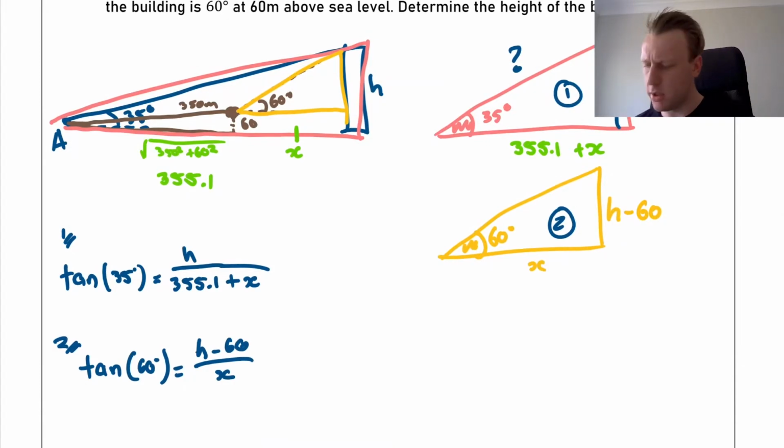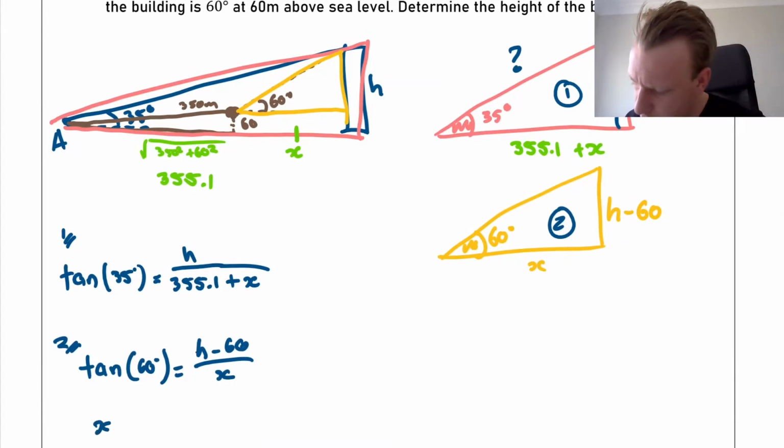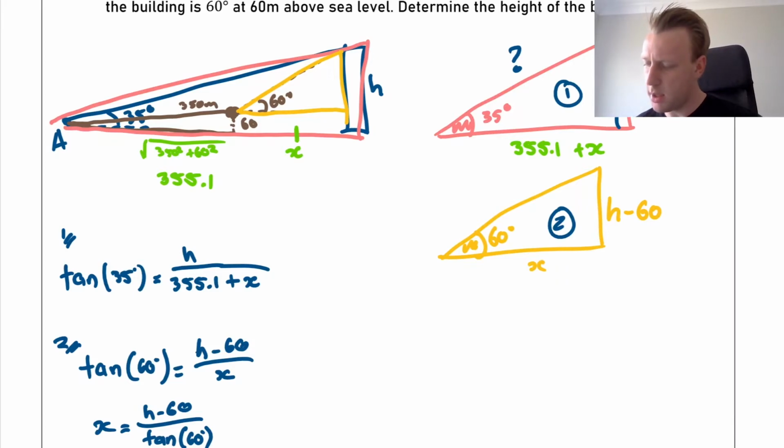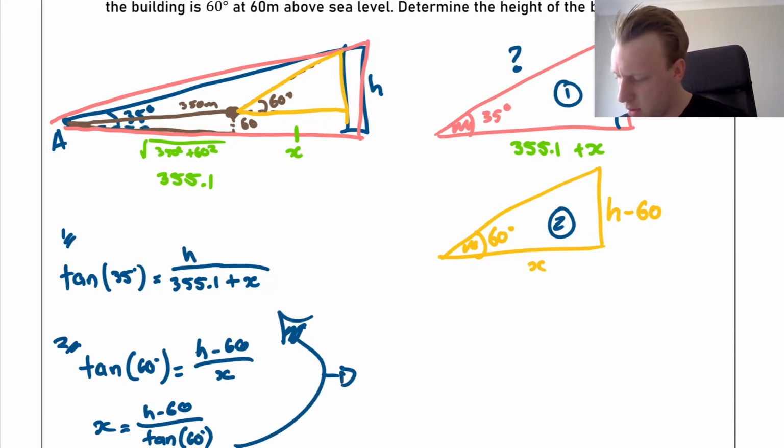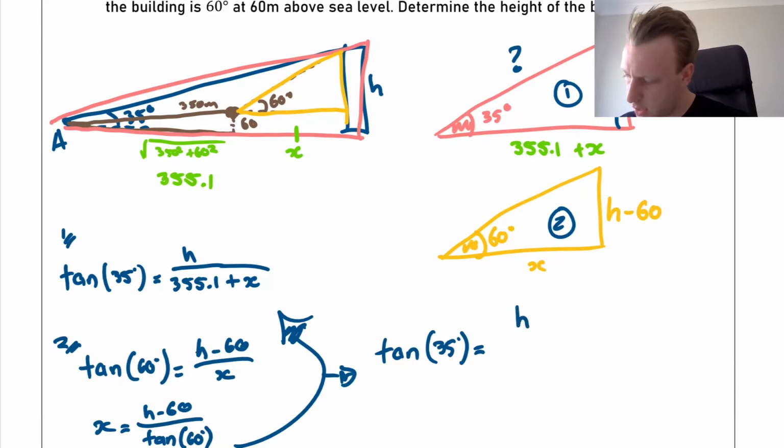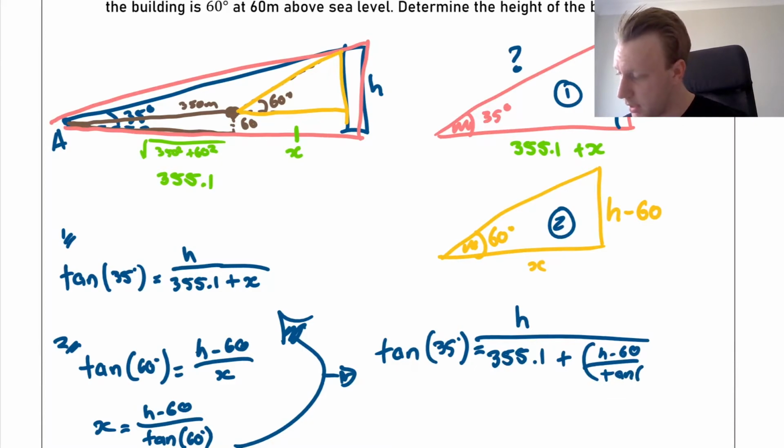I'm just going to rearrange here and solve for x using this one. So I've got x equals h minus 60 over tan of 60 degrees. That way I can sub this into equation number 1. So what I'm going to have now is tan of 35 degrees equals h over 355.1 plus x, which is plus h minus 60 over tan of 60.